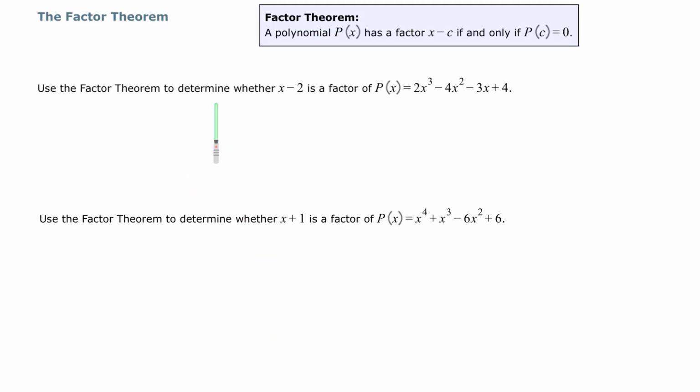Use the factor theorem to determine whether the factor x minus 2 is indeed a factor of p of x is equal to 2x cubed minus 4x squared minus 3x plus 4. Why don't we do that? Let's first label our two examples. I'll call one to be example A and the other one to be example B.